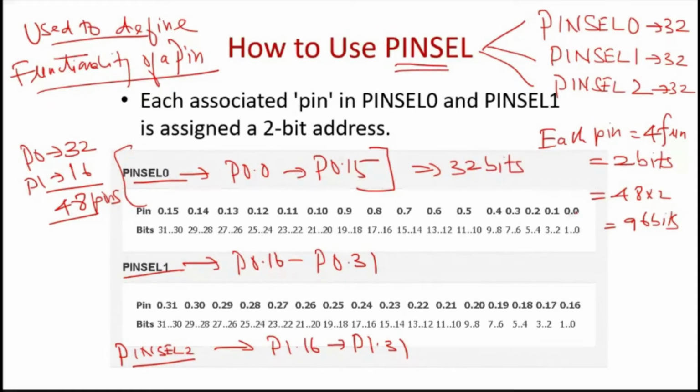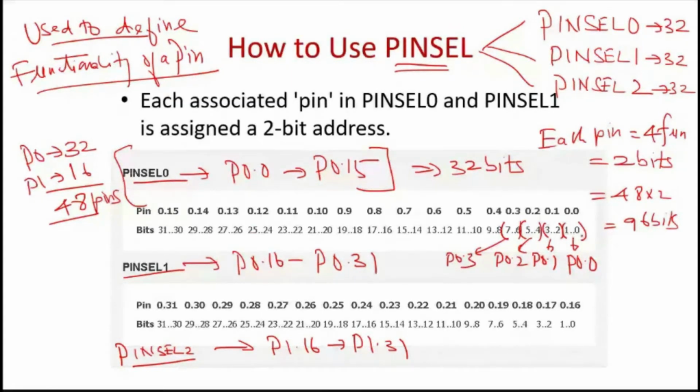Pin select 0 to pin select 31. Out of the 32, the first 2 bits are dedicated to port 0.0. The next 2 bits are dedicated for port 0.1. The next 2 bits are dedicated for port 0.2. The next 2 bits are dedicated for port 0.3. So on and so forth.